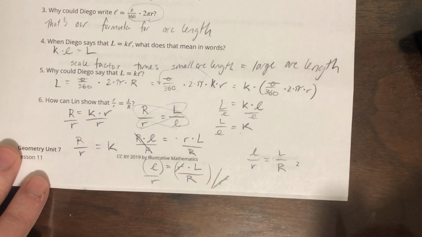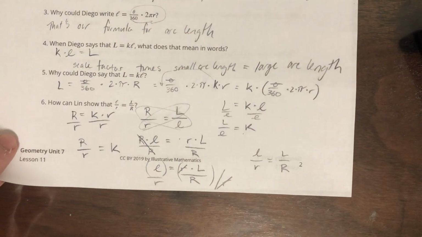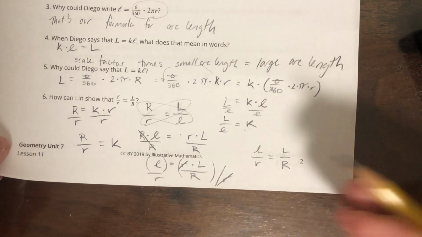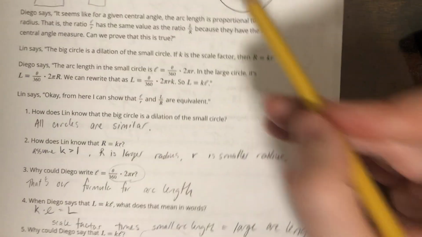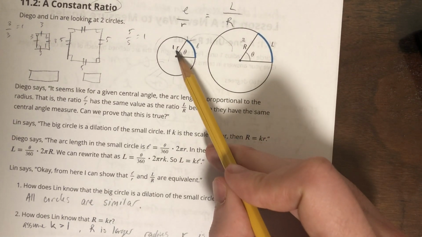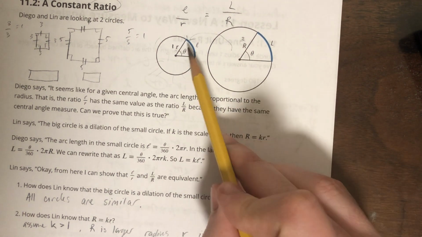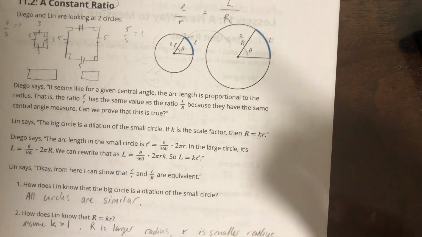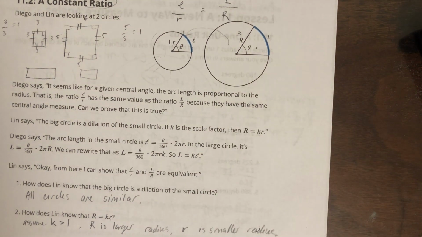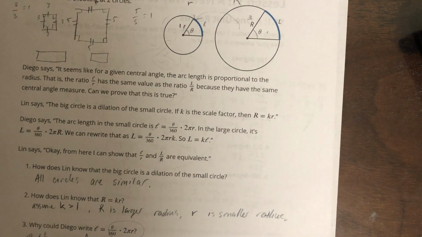So that's a lot of complex algebra. It's okay if you don't think you can replicate that, you don't have to. But really what we're trying to show here is that the ratio between an arc length and a radius in two different circles, as long as that central angle is the same, that ratio will always be equivalent. But theta has to be the same. That's the only caveat. All right, that's all for 11.2.